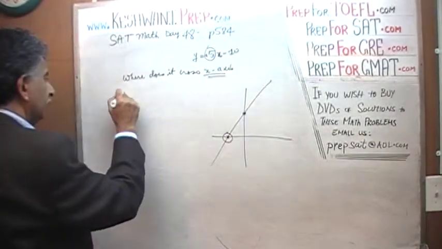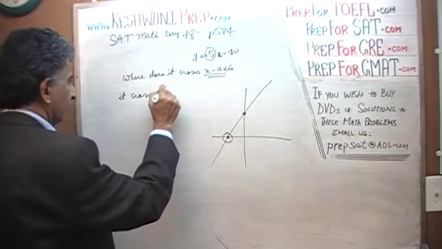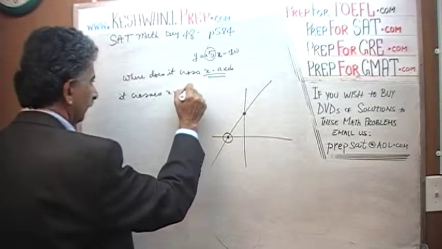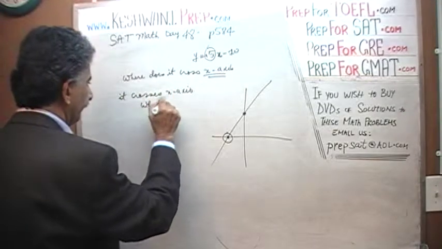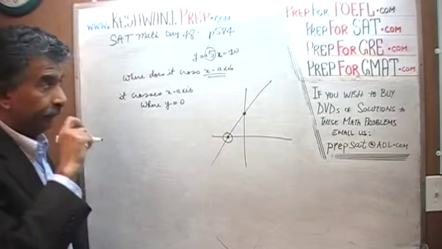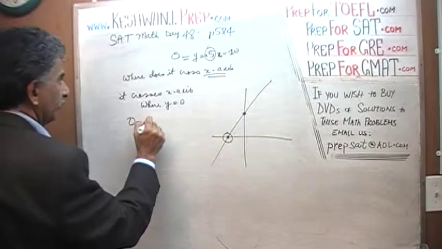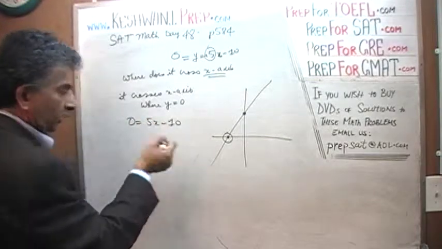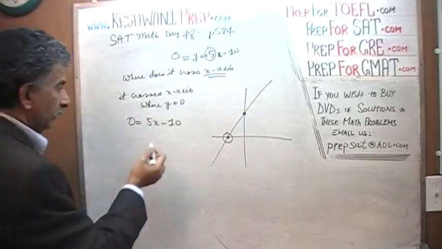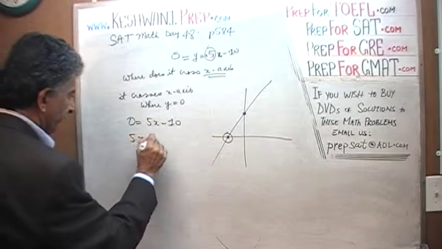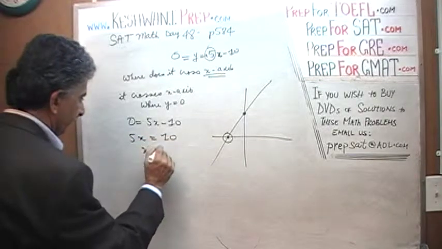It crosses the x-axis where y equals 0. So let's put it in here. Let's set this equal to 0. 0 equals 5x minus 10, and we figure out what x must be. Bring the 10 to the other side, and we find that 5x equals 10, and therefore x equals 2.